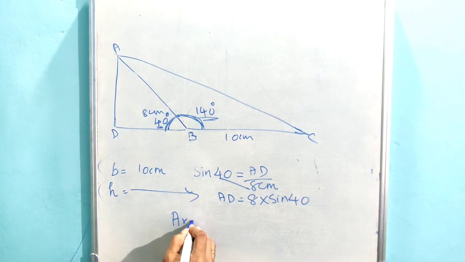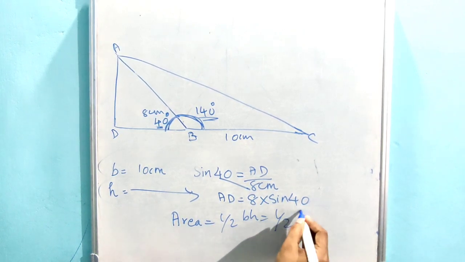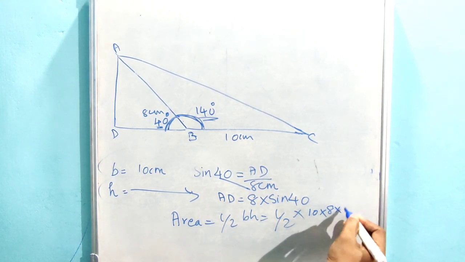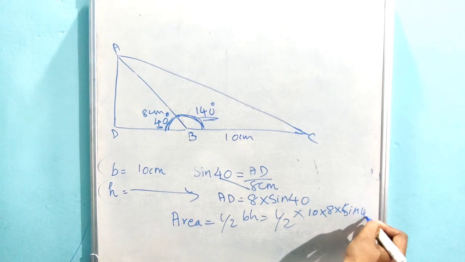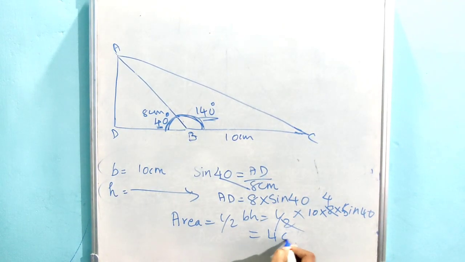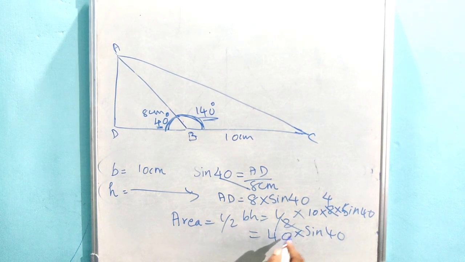Then what is area? Area is equal to half BH. Then just substitute these values here. Half into 10 into 8 into sine 40. So 2 and 8 get cancelled by 4. Then we have 40 into sine 40. The very same answer, right? 40 into sine 40 is equal to 25.712. So that is the answer.